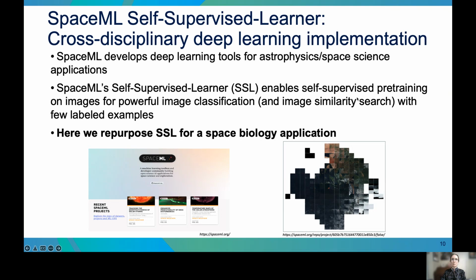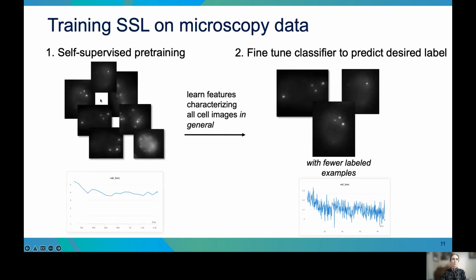SSL is special because it enables self-supervised pre-training with only a few labeled examples. There are 2 steps to training SSL on image data. First, there's a self-supervised pre-training step where no images are labeled and you just feed in a very large unlabeled data set. This allows the self-supervised model to learn features characterizing just what microscopy images look like in general. Then we run a classifier which we fine-tune to predict our desired label. So we have a few labeled examples of QC pass or fail, or iron or gamma.